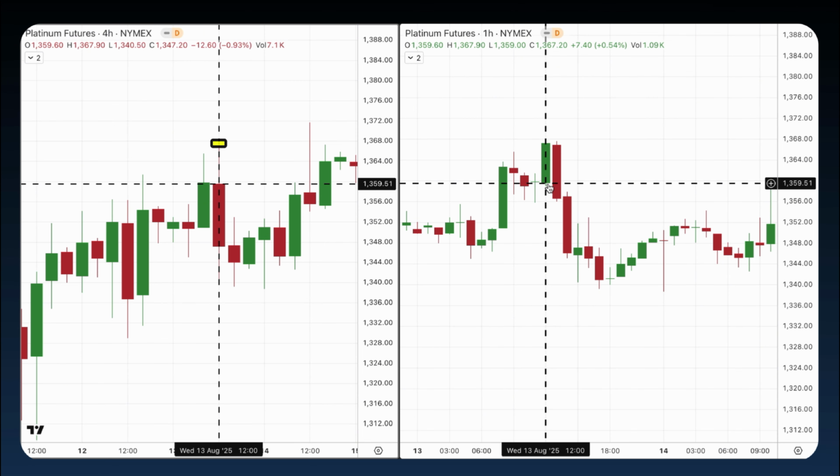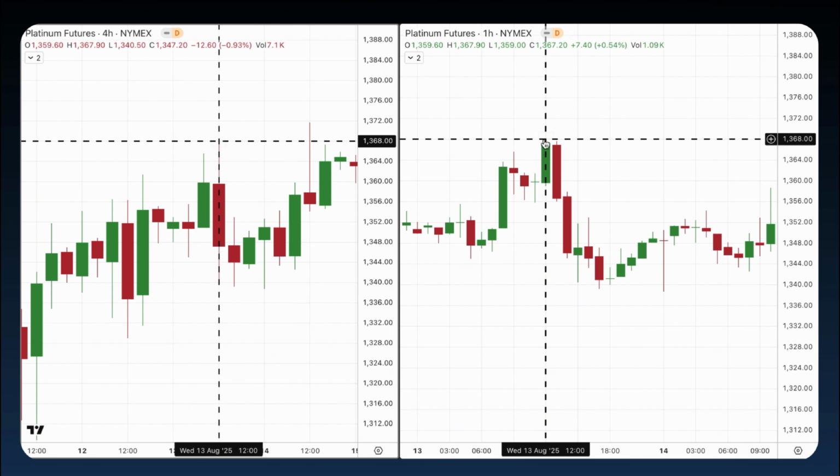The high of the 4-hour candle that we're dissecting should also match the highest point reached during those 4 1-hour candles. And what is the highest point that we reached during those 4 1-hour candles? It was somewhere here. And indeed, the high of the 4-hour candle matches the high of the 4 1-hour candles on the right, which is roughly at 1,368.11.